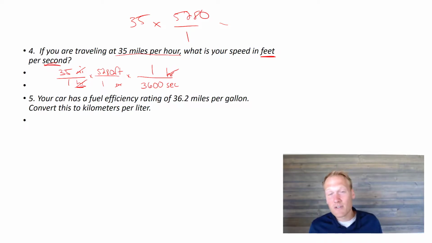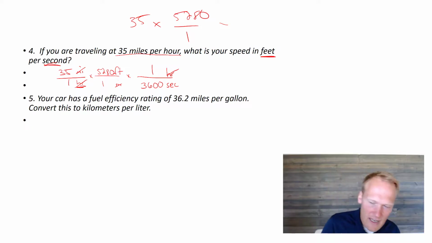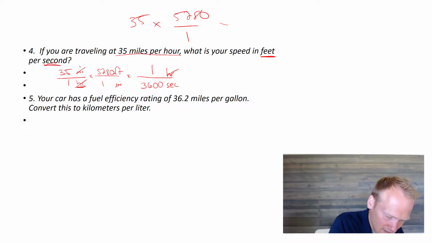Trust me. So the way we would solve this is take 35 times 5,280 divided by 3,600, and we'd get 51.3, and that would be feet per second. But this only has 2 sig figs. So we would round it to 51 feet per second.